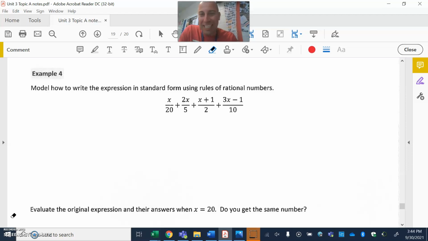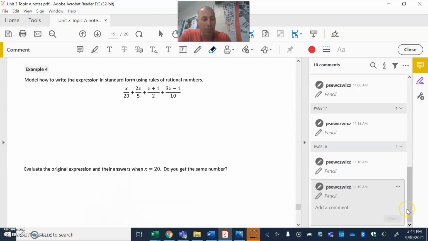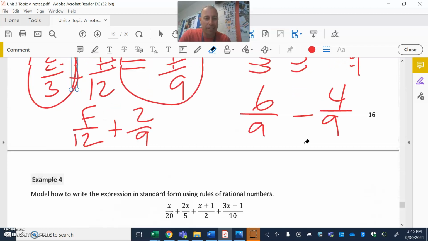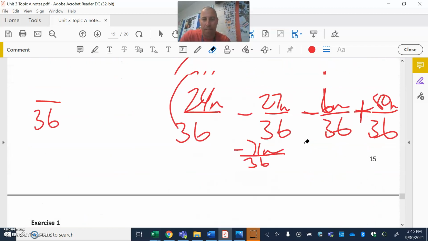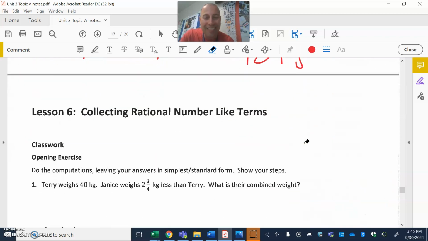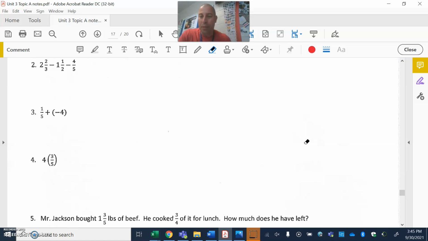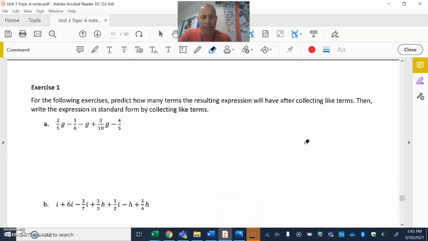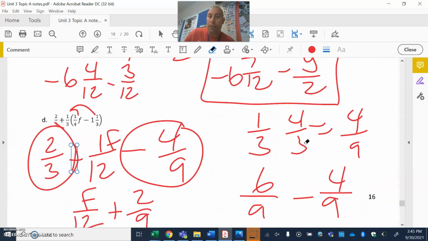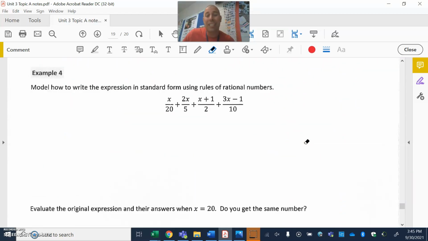So we are knee deep in full out algebra here. We are in day number 2 of our lesson number 6. If we take a trip down memory lane, we were collecting rational number-like terms. More of the same here, except it's going to be organized a little differently. But we're using the same techniques: rational numbers are fractions, and we're going to need common denominators. So here we go, example number 4.